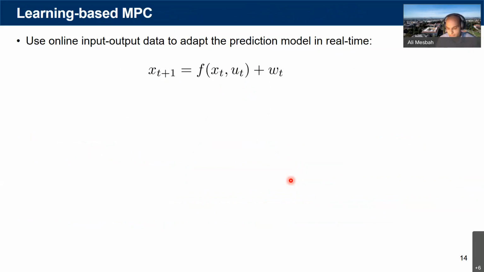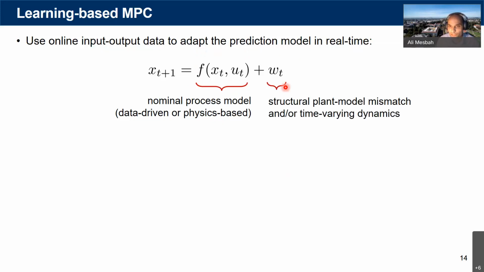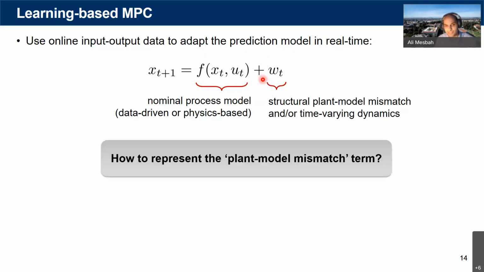So here, the idea is actually pretty straightforward. The idea is to augment some nominal model of the process. This is our nominal process model that can be established using the traditional approaches that I mentioned. It could be either a data-driven or a physics-based model, but we then augment this model with a term that is supposed to account for the structural plant-model mismatch as well as the time-varying dynamics that may occur in the system, right? And really, the primary question here is how we should represent this plant-model mismatch term, right?